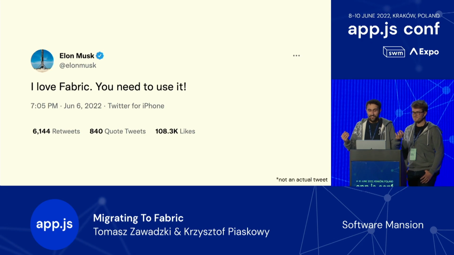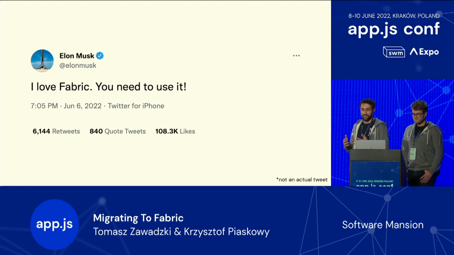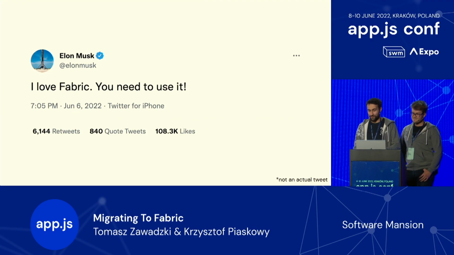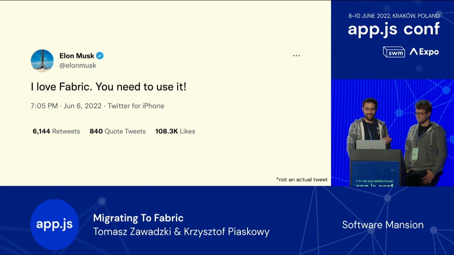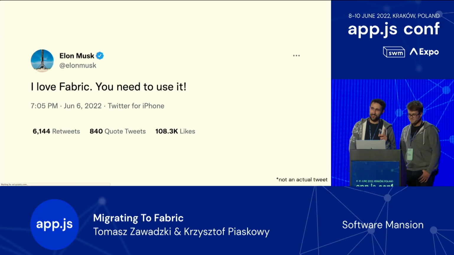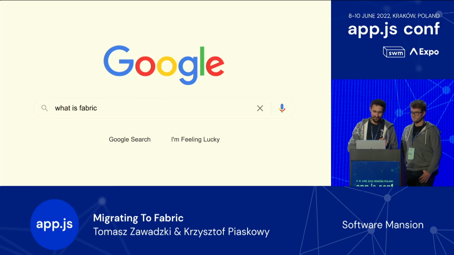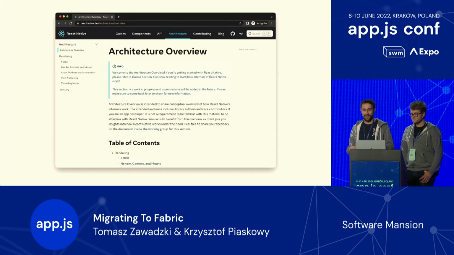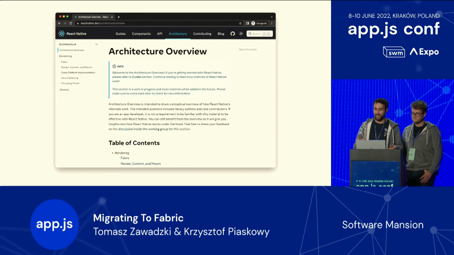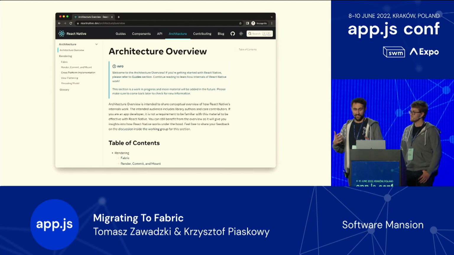The boss says, if Elon Musk said that Fabric is great, then let's migrate our application. So you reply to your boss, yeah, sure, let's do that. Your boss leaves the room, and then you need to check one little thing. What is Fabric? Right question. Hopefully, you found the reactnative.dev website, and you started reading it.